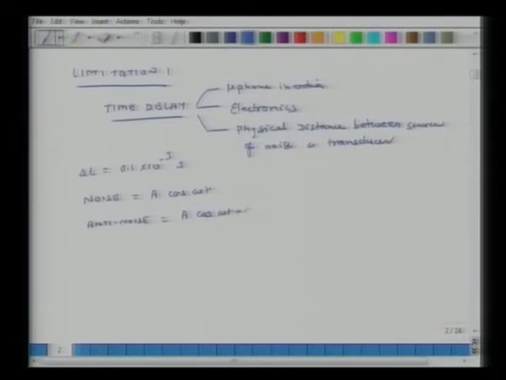Omega t plus omega times delta t. Plus pi by 2? Plus pi, yeah. Minus. So, if I expand this, what I get is A cosine omega t times cosine omega delta t plus sine omega t times sine omega delta t.